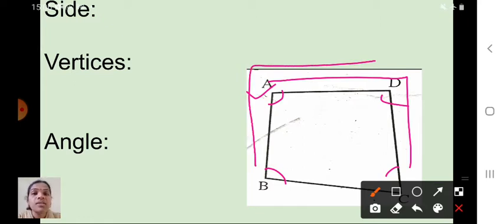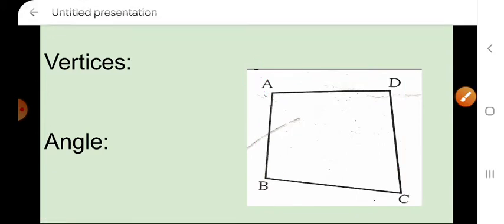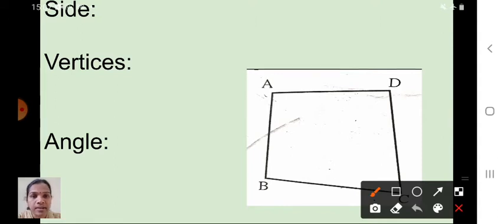Okay children, so here how many sides are there? 4 sides are there. How many vertices? 4 vertices. And how many angles? 4 angles are there in a quadrilateral. So I hope you understood now what is meant by side, vertex and angles of a quadrilateral. Yes, shall we go to the next one now?